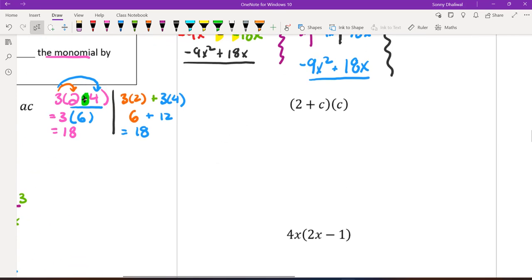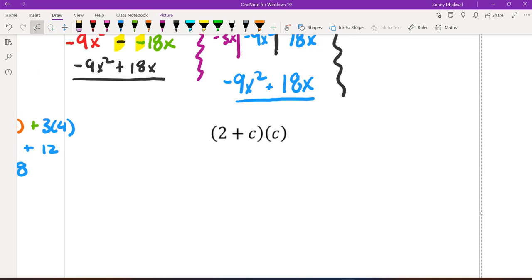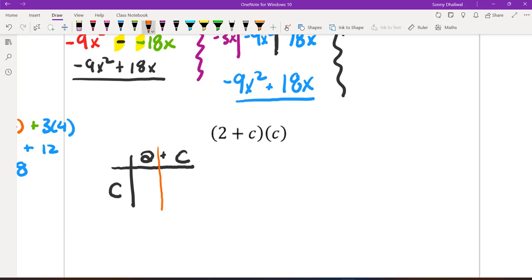Okay, so try. Actually, maybe I'll set this one up. All right, we'll set this one up. Remember, that it doesn't matter where that single letter is. So we go like this. I'll do the area method. I'll write down 2 plus C. And I'll draw that line here. Right? So we'll talk about this first.